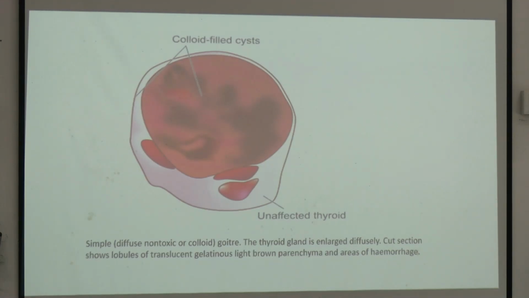This is the simple goiter, diffuse non-toxic or colloid goiter, with colloid-filled cyst. These are colloid and these are unaffected thyroid, normal thyroid. And these are some areas of hemorrhage and light brown parenchyma.